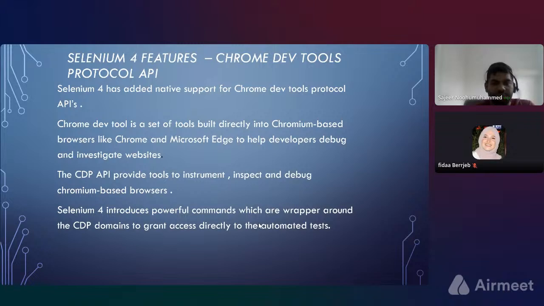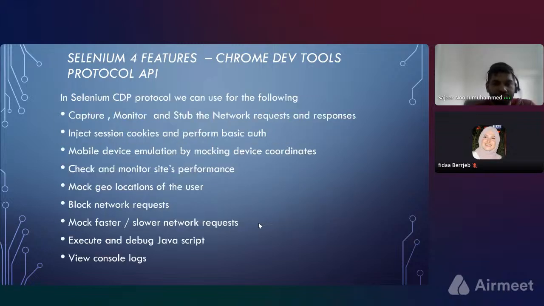So I will just go through the methods and then I will show the demo. In the CDP protocol, we can use the following functions. There is a network request and response. If you open F12, there are console logs and the network requests. So we can capture, monitor and stop the network.